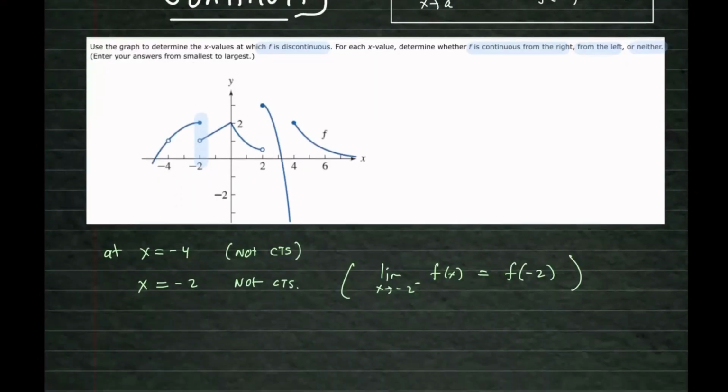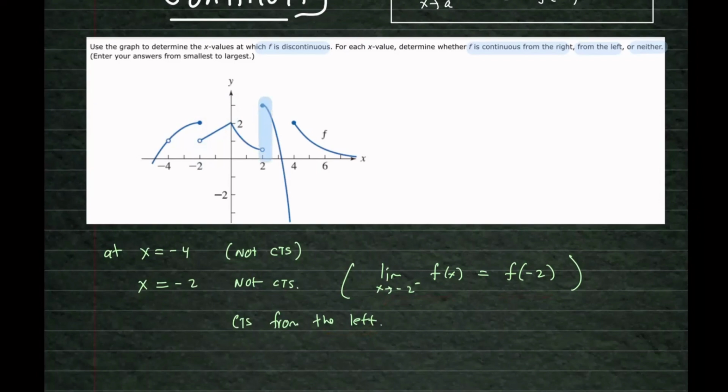So it's not continuous, but it's continuous from the left. I hope that makes sense. And the only reason it's continuous from the left is because this is equal. Now let's go to the next place where we have discontinuity.